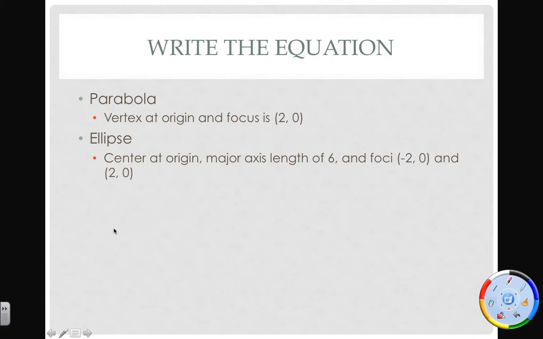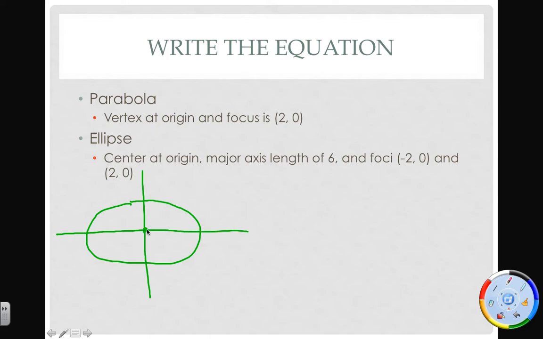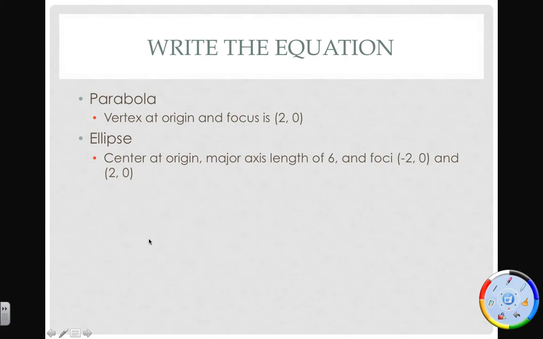So again, we have a center at the origin. And for today's lesson, everything's going to be at the origin, by the way: the vertex for a parabola and the centers for ellipses and hyperbolas. Oh, I don't actually know if it's open this way or not. So let's go ahead and try that again.